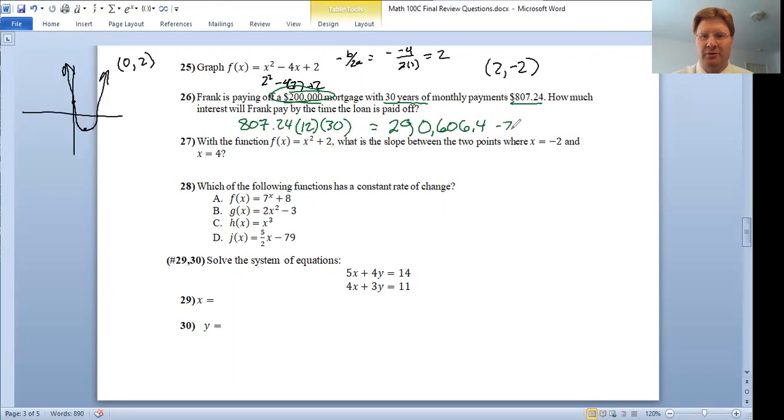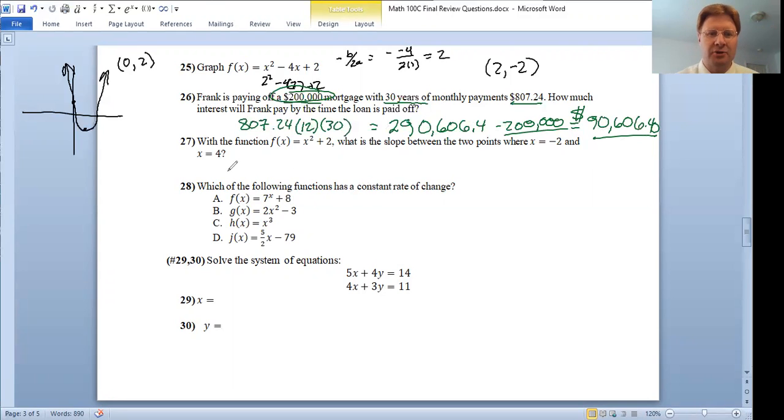So subtract the 200,000, and that's going to equal 90,606.40. Excellent. So that must have been the interest that he paid, because that was the mortgage. And that was his total payments right there.